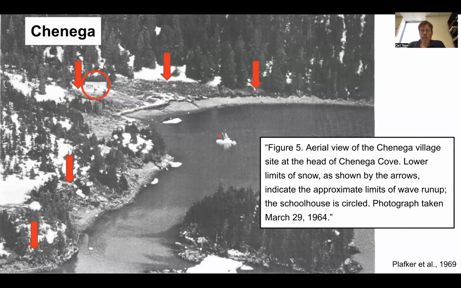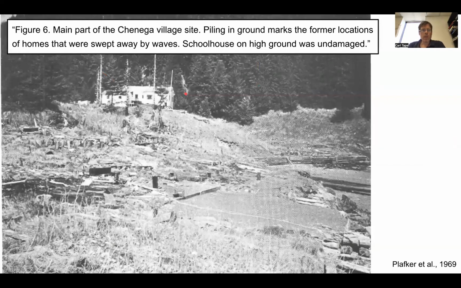This is an aerial view photo taken 2 days after the earthquake. Aerial view of Chenega Village site at the head of Chenega Cove. Lower limits of snow as shown by the arrows here, here, here, indicate the approximate limits of wave run-up. The schoolhouse is circled. The schoolhouse is on slightly higher ground, but the devastation is staggering in the community right here. Main part of the Chenega Village site, piling in the ground, marks the former locations of homes that were swept away by waves. Schoolhouse on high ground was undamaged.